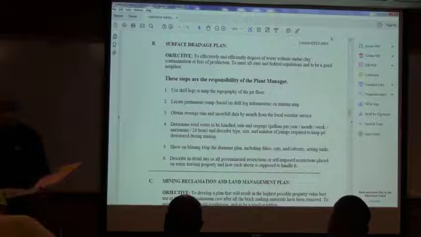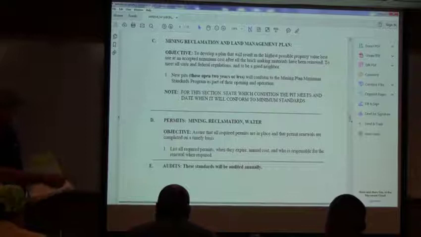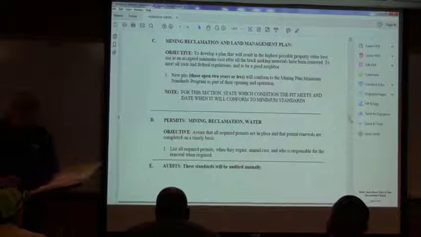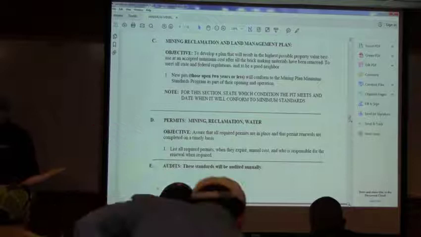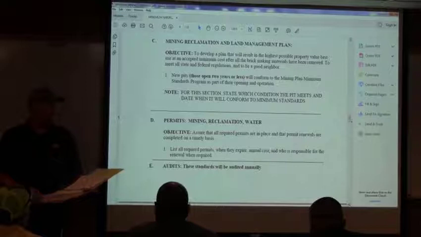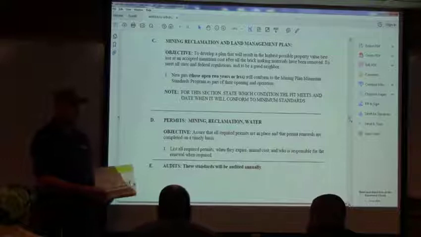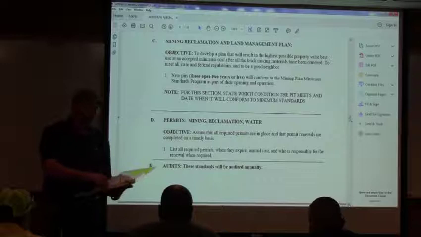Okay, go to C, mining reclamation. I just kind of went straight for the note under it. For this section of the state, which condition the pit meets and date when it will conform to minimum standards. So I guess, Rob, that's something we're talking about. Like for you guys, you don't have a date on when you're supposed to finish your reclamation, but you do have conditions on what's supposed to happen for that reclamation. In fact, Richard sent you something yesterday, I think. Did you get it?